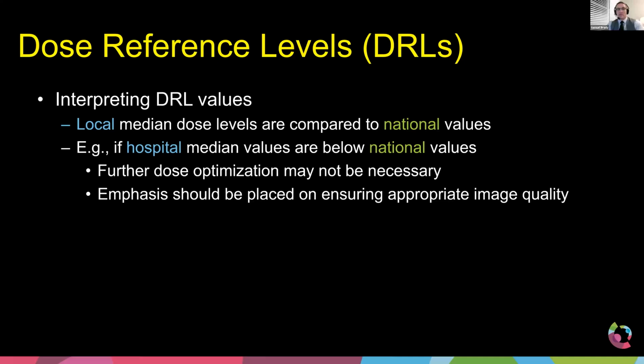So as I mentioned, what you have done now in Thailand is you've created these national DRLs. And so at the local level, you, the hospital, will take your values, you'll calculate the median dose.